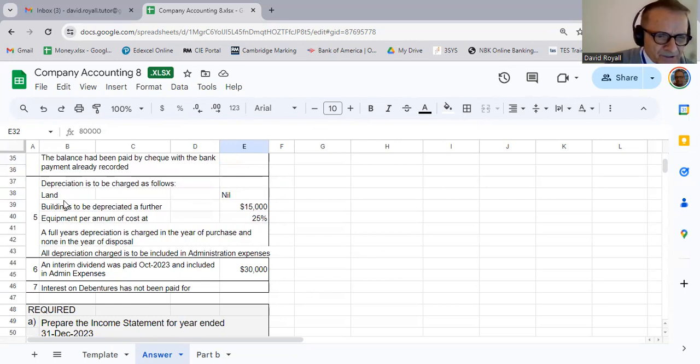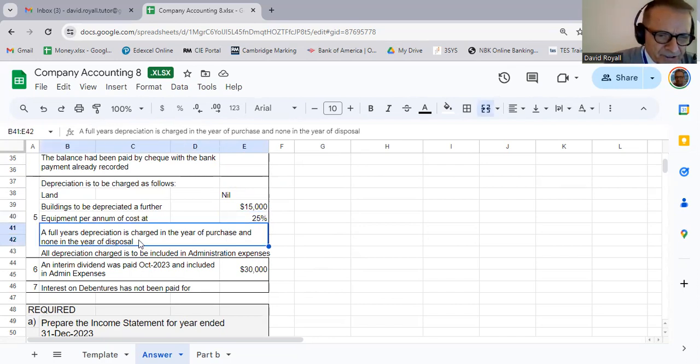Depreciation is to be charged as follows: land, nothing, and buildings to be depreciated by a further 15,000. Well, that was rather kind. We've got the figure done for us. We don't have to do any calculation. And equipment to be depreciated at 25%. What makes that awkward is the fact that we've messed around with this photocopier, and we'll deal with that a little later.